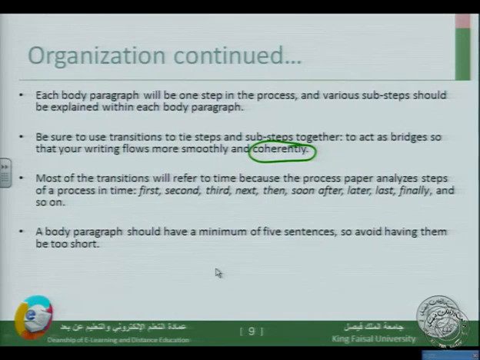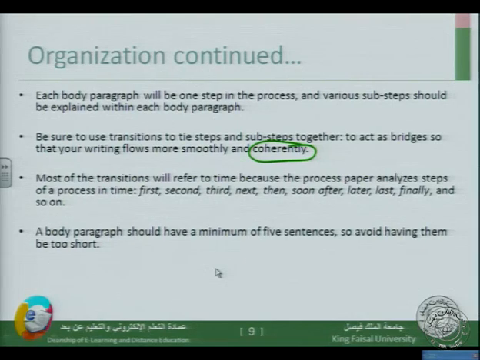First, second, third, next, then, soon after, later, last, finally, and so on. Most of these transitions refer to time. When you say first, it is the first time a point appears. When you say second, you should know that there is a first point already. When you write the third point, your reader will come to know that there was a second and a first before.